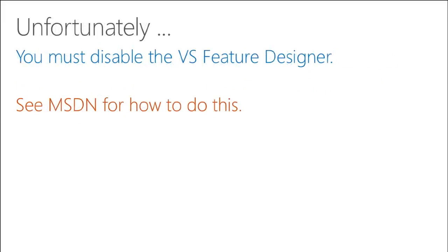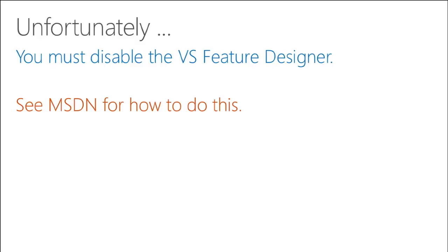Unfortunately, as of the last time I looked at them, the SharePoint developer tools in Visual Studio, the designer of the feature XML file, doesn't expose the parts of that file that you need to edit to use your update semantics. So you have to disable that feature and work with the raw XML. And I'm not going to show you how to do that today. You can see the MSDN documentation, and it tells you step by step with screenshots how that's done.